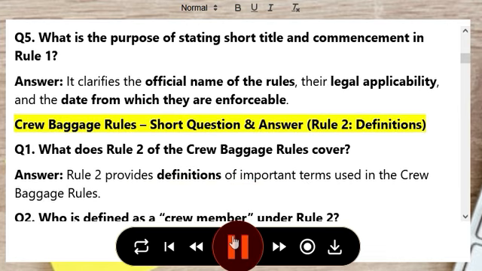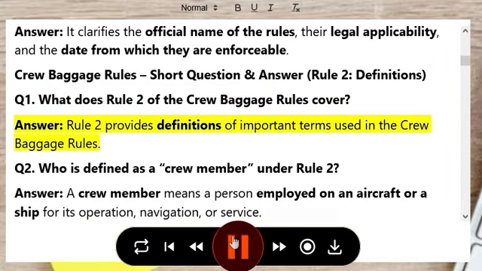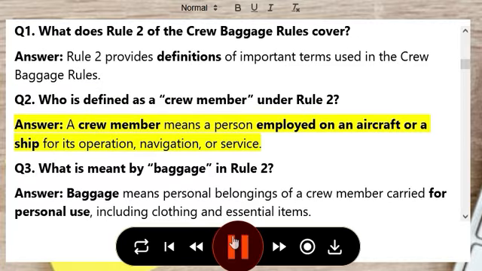Crew baggage rules. Short question answer. Rule 2. Definitions. Q1. What does Rule 2 of the crew baggage rules cover? Answer. Rule 2 provides definitions of important terms used in the crew baggage rules. Q2. Who is defined as a crew member under Rule 2? Answer. A crew member means a person employed on an aircraft or a ship for its operation, navigation, or service.